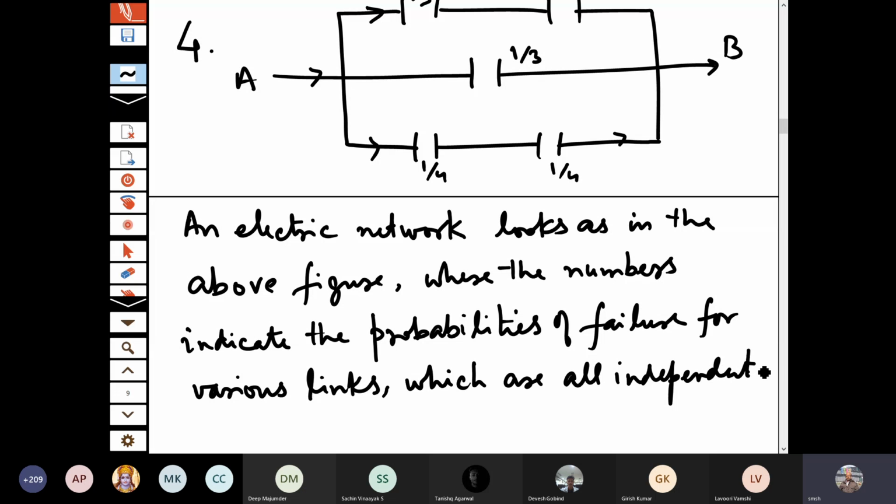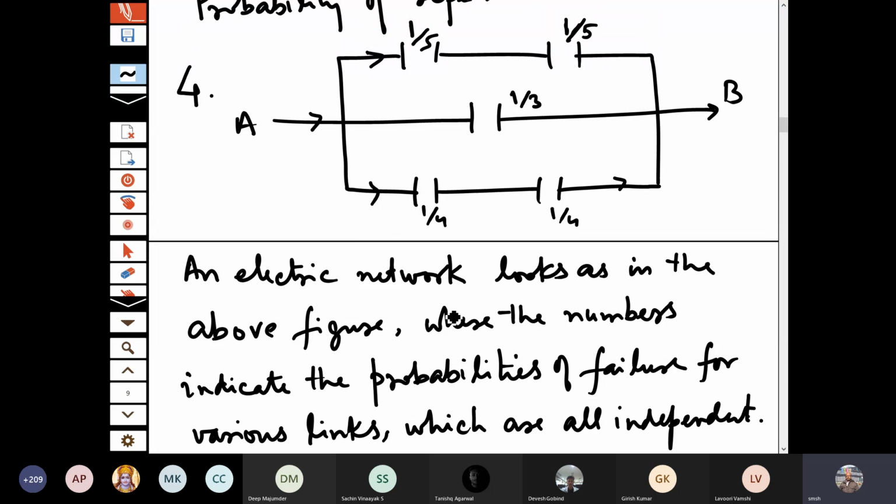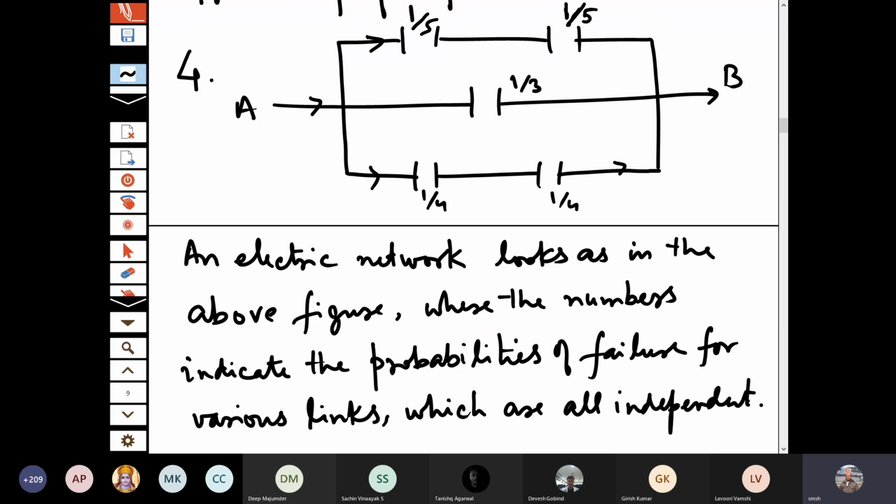So we make the assumption that all the links are independent and these are represented as the probability of failures for the links. So from A to B, you have several channels. There is one channel here and here two links are there and each of them has a failure probability 1 by 5. Then there is a second channel which has a failure probability 1 by 3 and then there is a third route. Again here there are two links. Each of them has a probability of failure as 1 by 3.